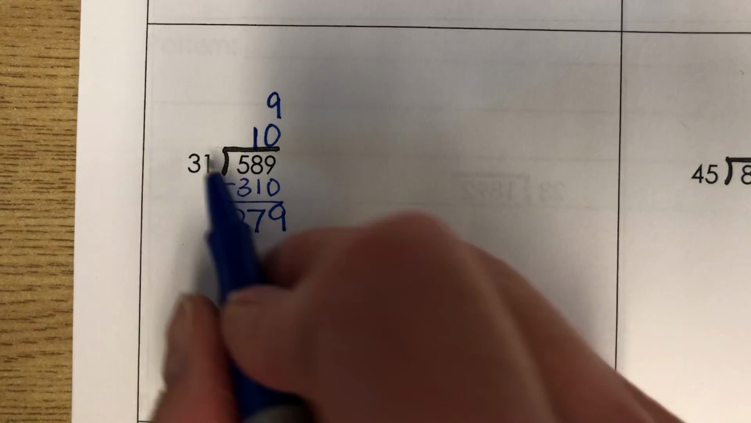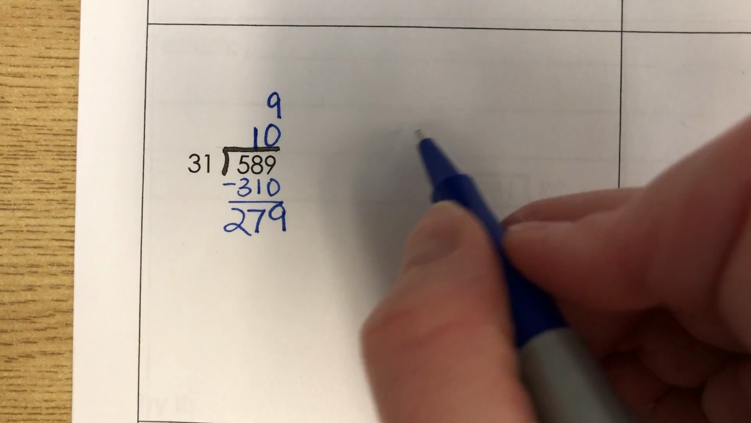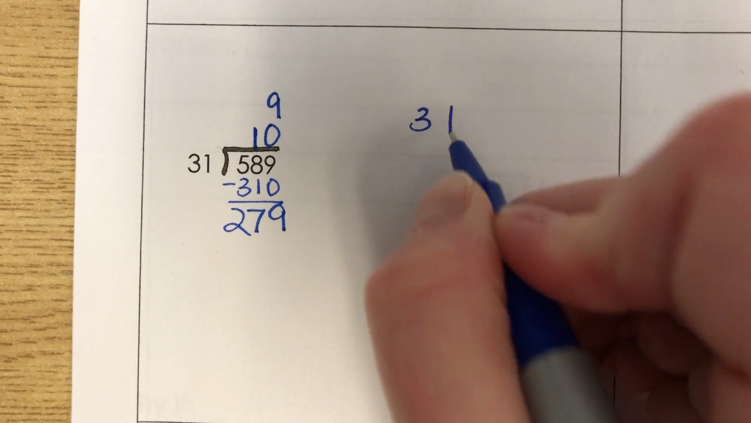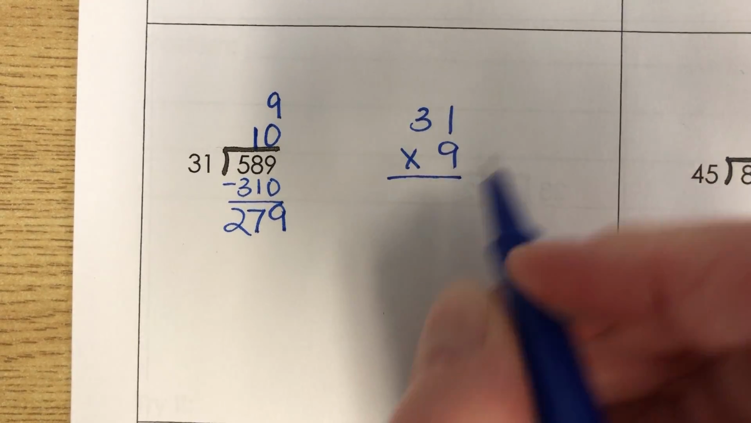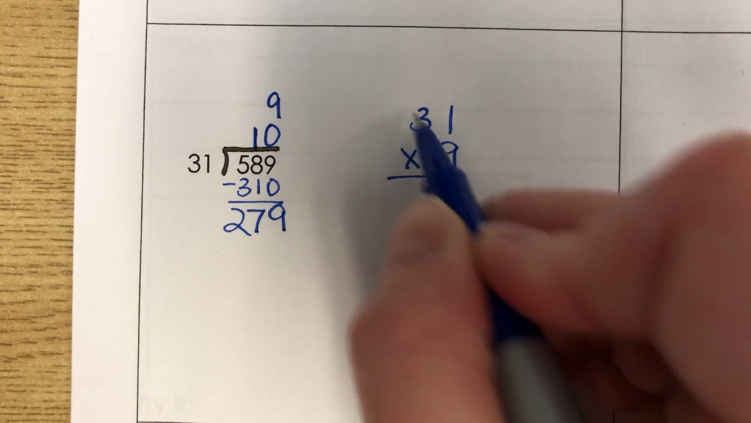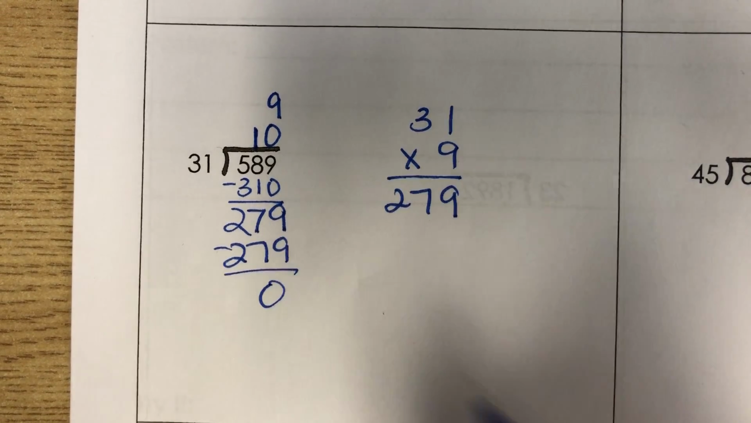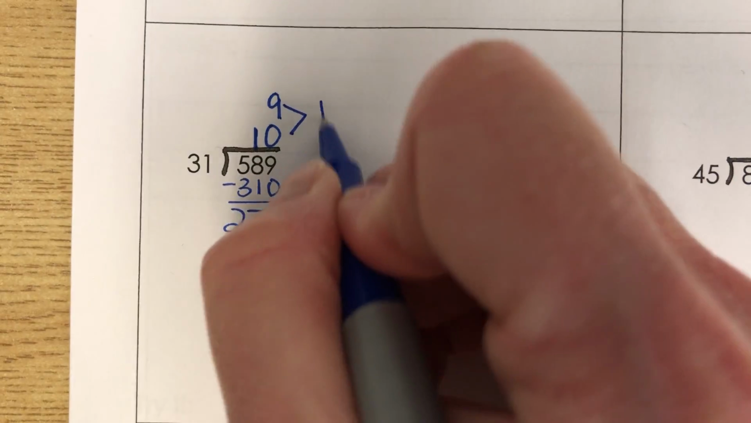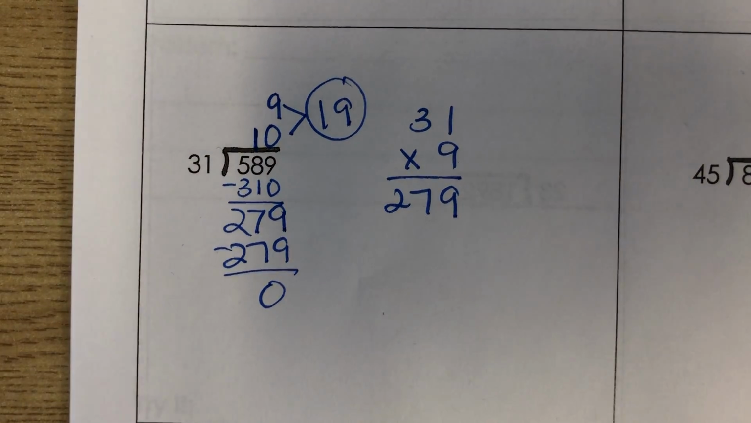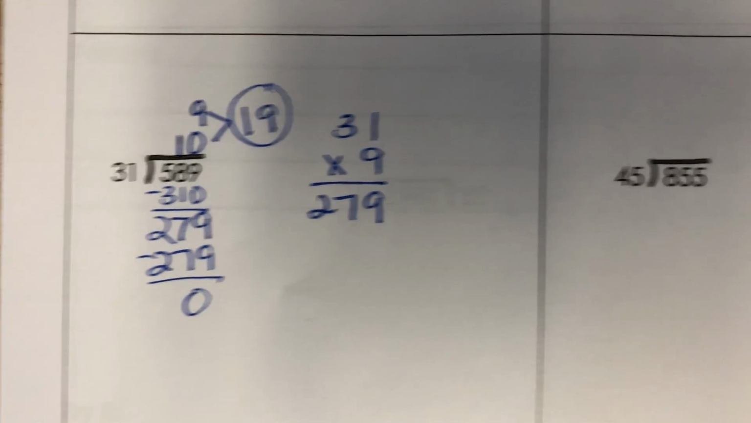using estimation. So in order to figure out what to write here, I have to do 31 times 9. So off to the side, I'm going to write 31 times 9. 9 times 1 is 9. 9 times 3 is 27. We got exactly 279. There's none left over. 10 plus 9 is 19. All right, keep it going.